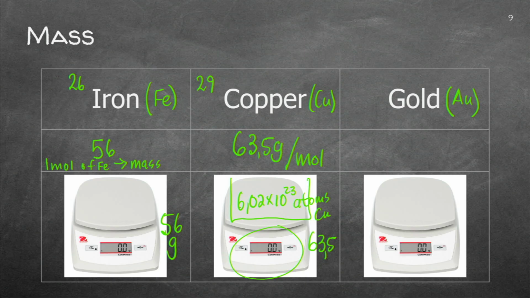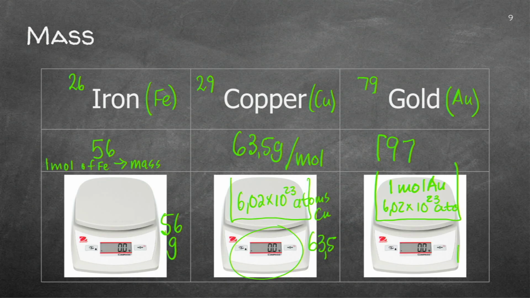And gold, you'll see it's very, very heavy. It's got the number 79. I'll weigh it and I'll see it's 197. It will thus be 1 mole of gold. It will be 6.02 times 10 to the 23 atoms. That will be 197 grams.